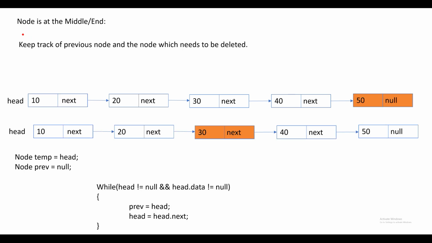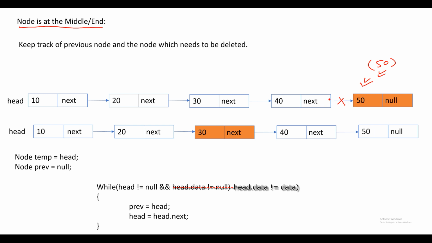Now moving to the next condition, when the node is at the middle or at the end. In both the scenarios, let's see one by one. If the node given to us is the last node, it means we will get the data as 50 here. Now what we have to do in this case, we have to again disconnect this connection here and make this next point to null.